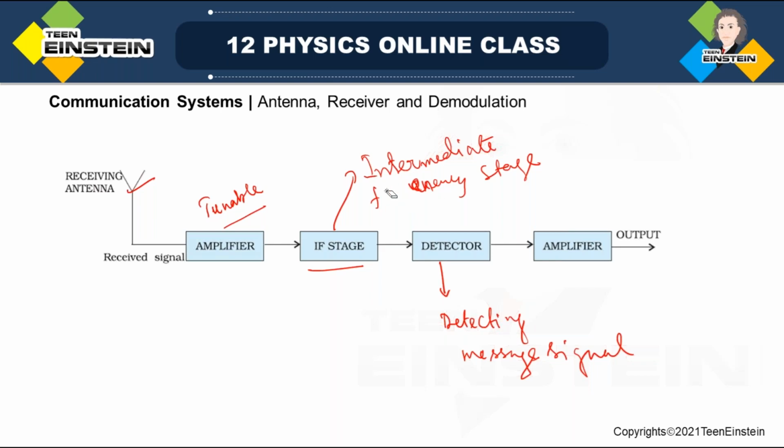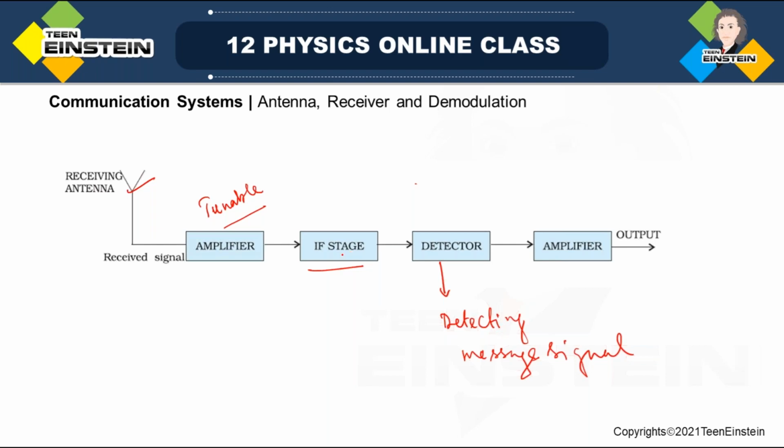Let me explain what is the intermediate frequency stage. What is happening here, I'll discuss. First the antenna will receive the signal, then there will be some sorting out, and the tunable amplifier will amplify that. Further, to facilitate further processing, the carrier frequency is changed a little bit. Carrier frequency will be changed.